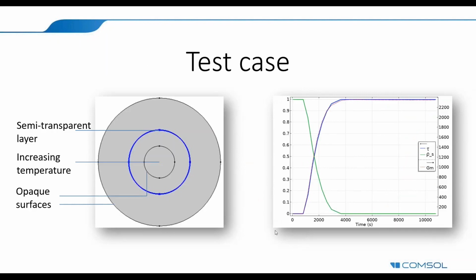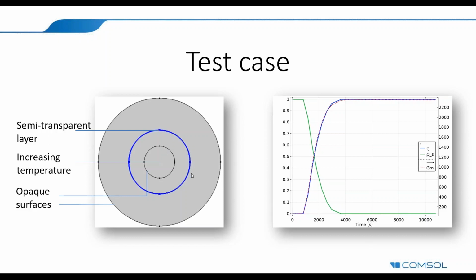So to test how to model that, I created this 2D model where I have a core with an increasing temperature. So this part of the geometry will increase, the temperature will get higher and higher. So due to conduction, the rest of the model temperature will rise as well.